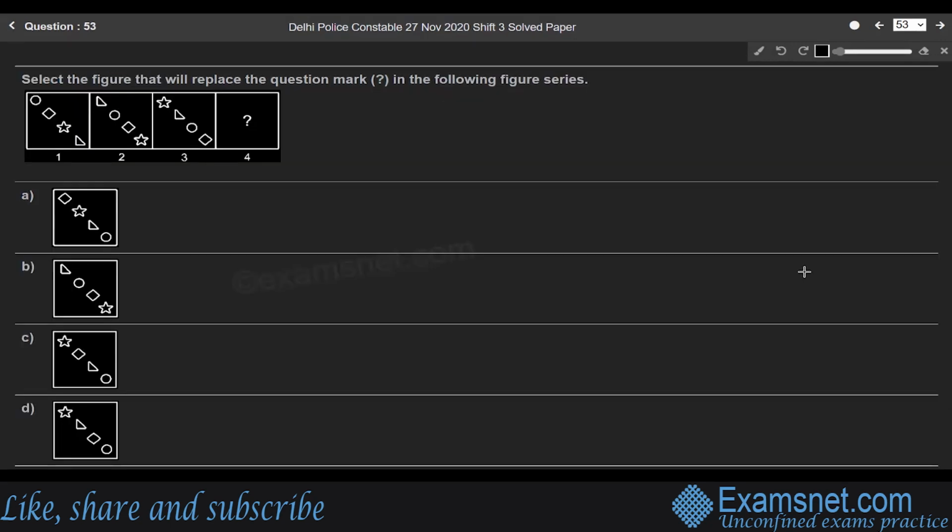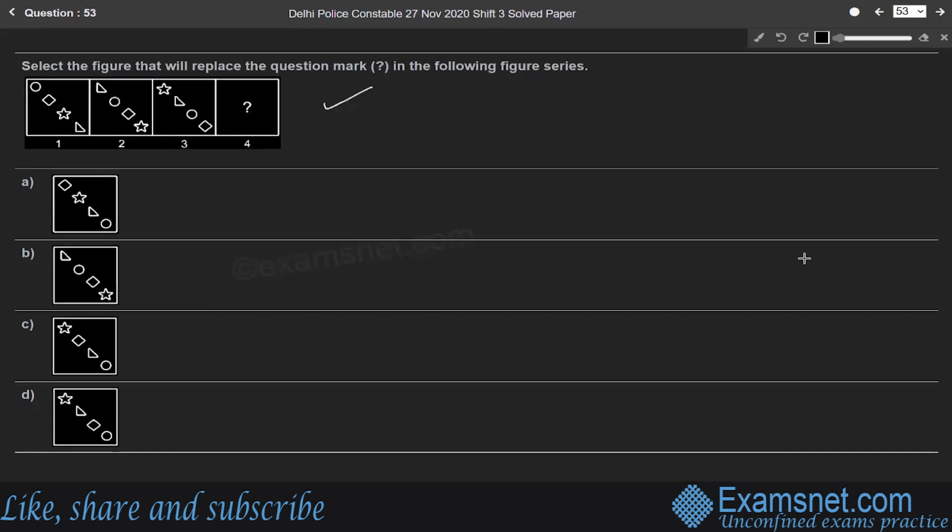Question 53. Select the figure that will replace the question mark in the following figure series. So, the series is like this. Here in the first figure, the shape at the extreme right of the figure gets shifted to the extreme left of figure 2. So here the shape at the extreme right is a triangle, and it gets shifted to the extreme left of figure 2. Whereas the shape at the extreme left of figure 1 gets shifted to its next position, where the next shape, rhombus, gets shifted to its next position in figure 2, right? Whereas the star gets shifted to its next position.